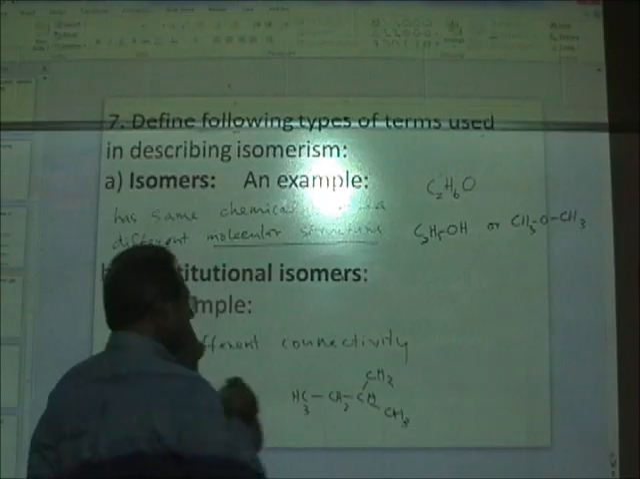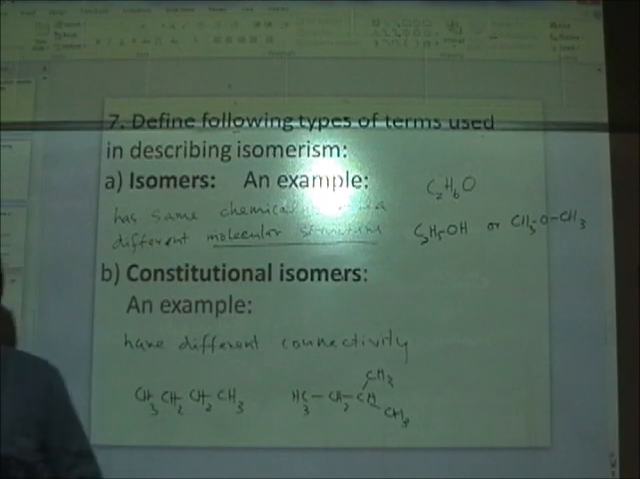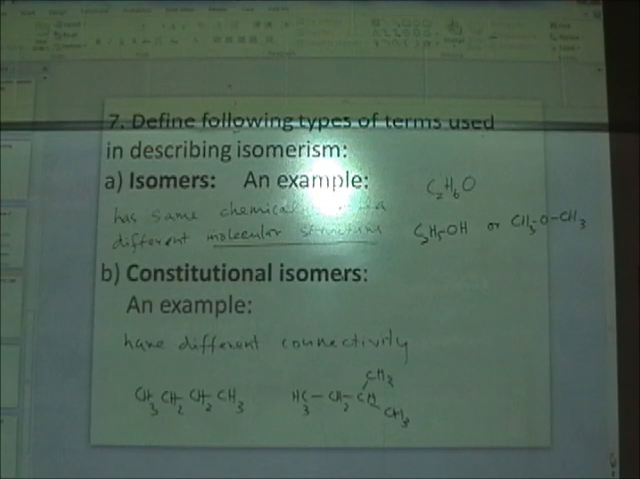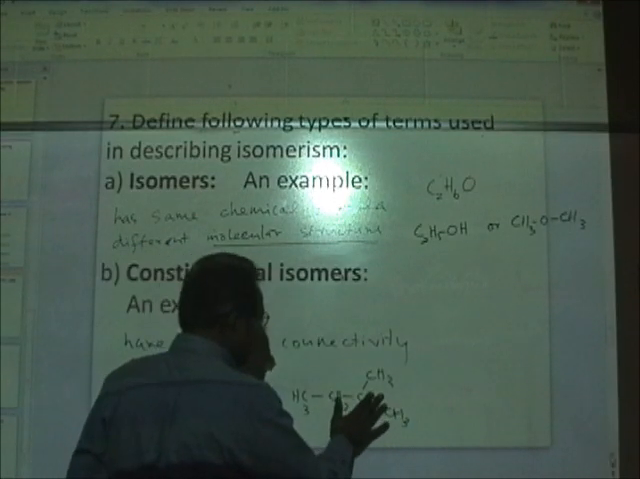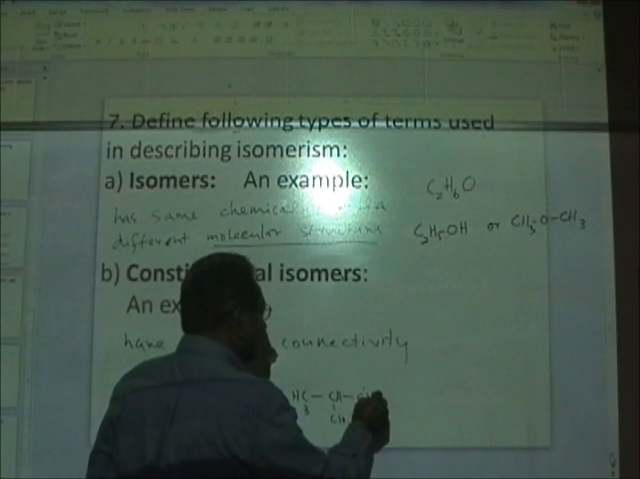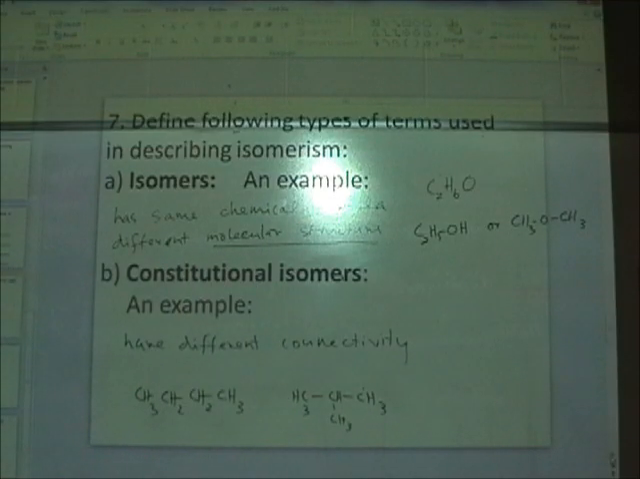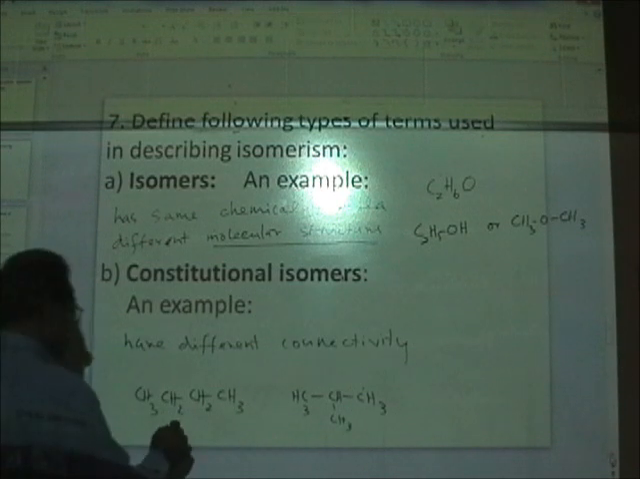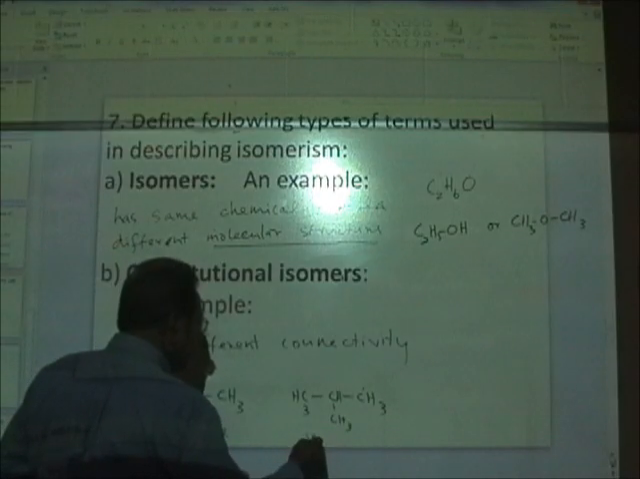CH2, CH3. Now the connectivity is different. This one has a secondary carbon atom. You see that? Different types of carbon atoms are there. The connectivity is different. They're called constitutional isomers. Remember? The earlier example didn't have the same number of carbon atoms and hydrogens, therefore I violated my rules. Okay, this one is butane. This is going to be isobutane.